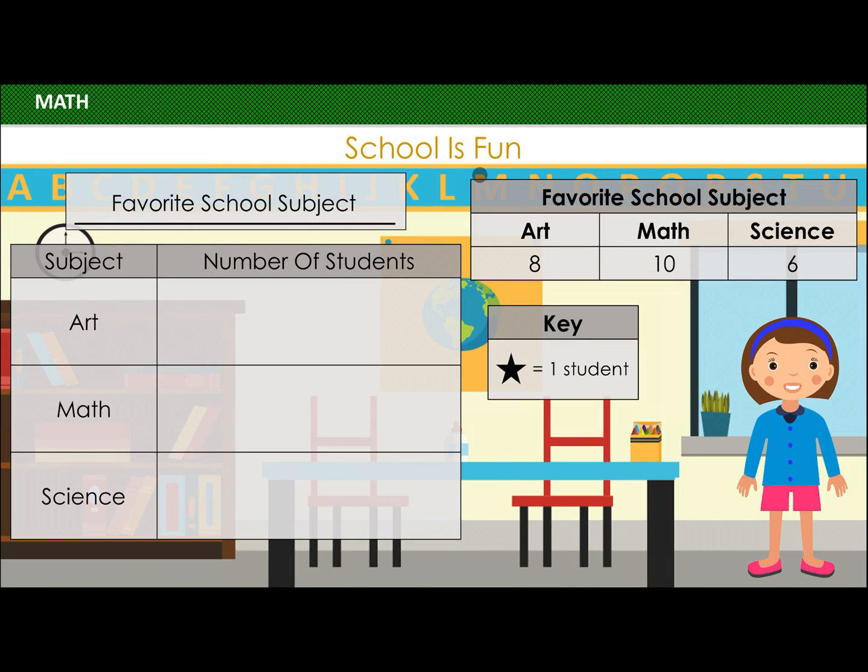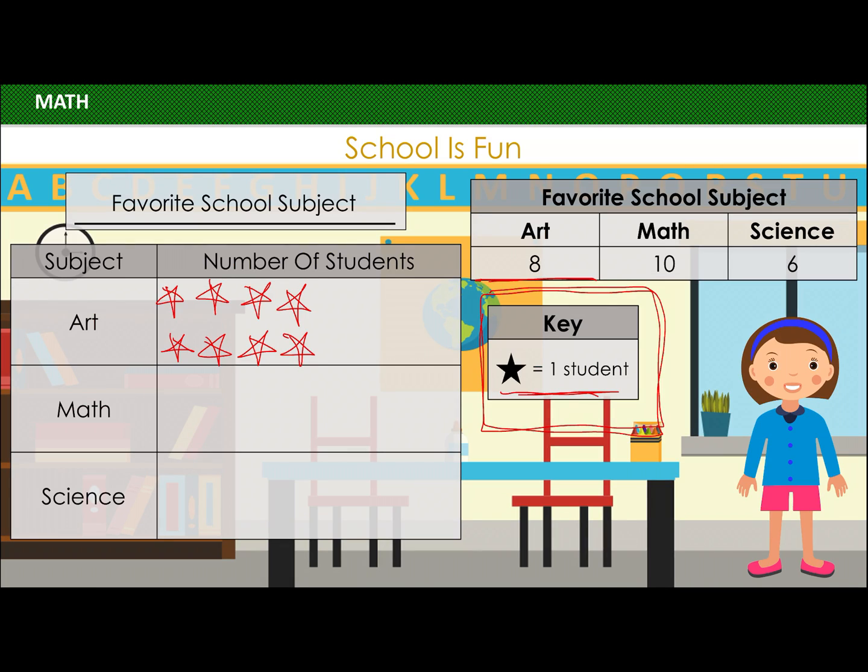My next one is their favorite subject in school. So 1 student equals 1 star, so make sure to always check your key to know how many you have to draw. So 1 student equals 1 star, so 8 students said that art was their favorite subject, so I need to draw 8 stars. 4, 5, 6, 7, 8.